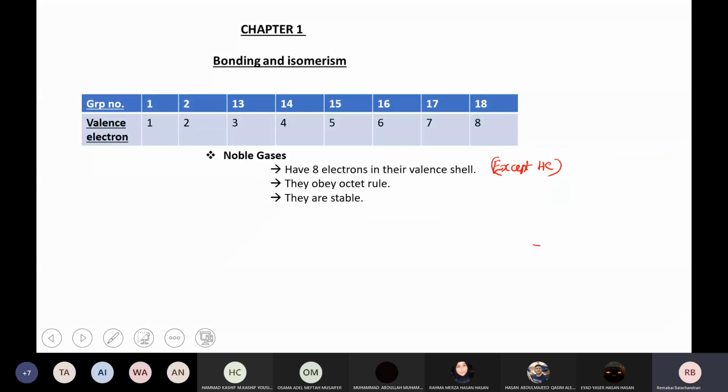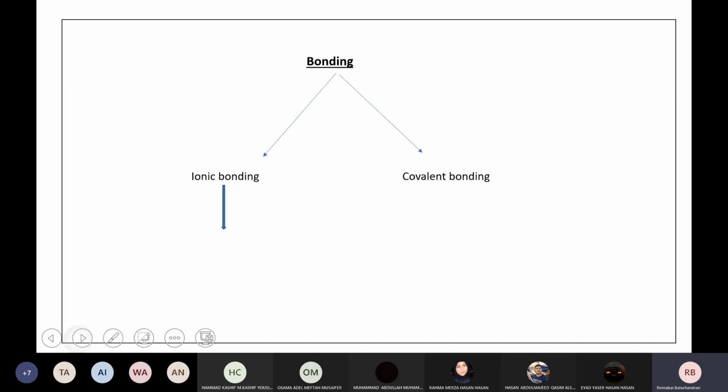This is what I did already. I already explained group number and the valence electrons. The noble gases have 8 electrons in the valence shell, they obey the octet, and they are stable. Now bonding is classified into 2, ionic and covalent. Ionic, I told you, example: Na plus and Cl minus.